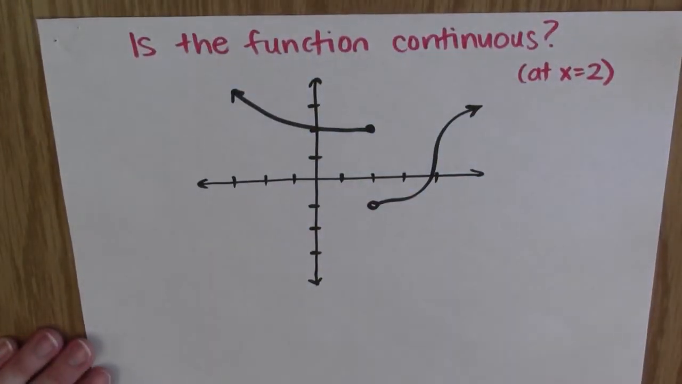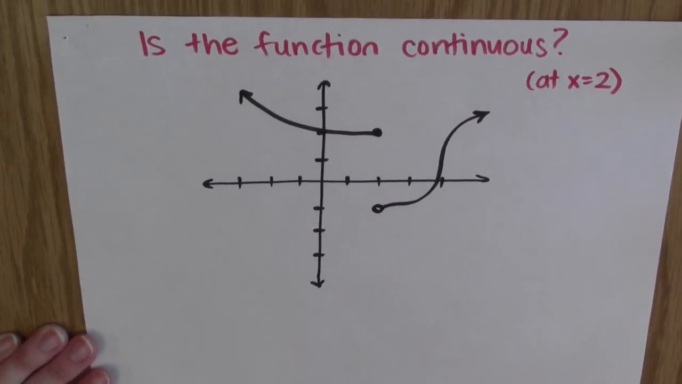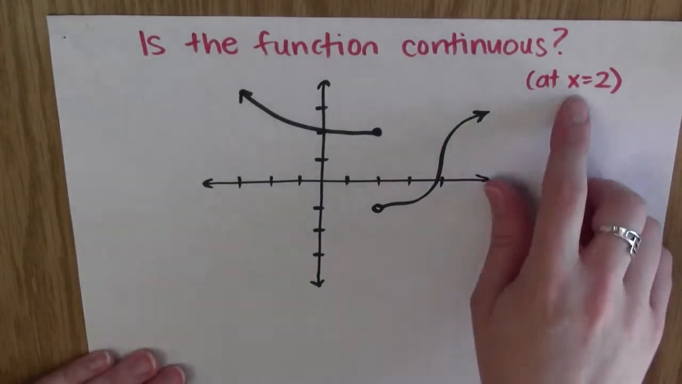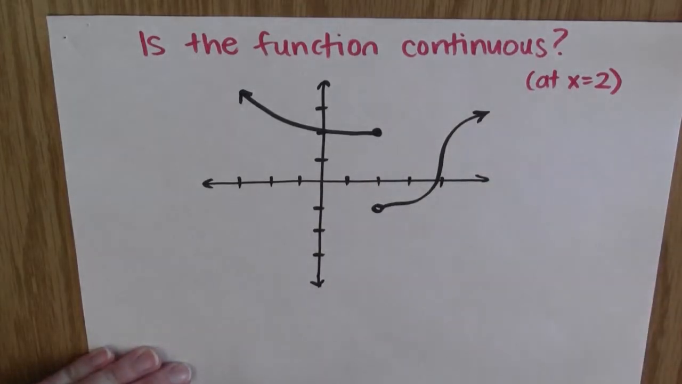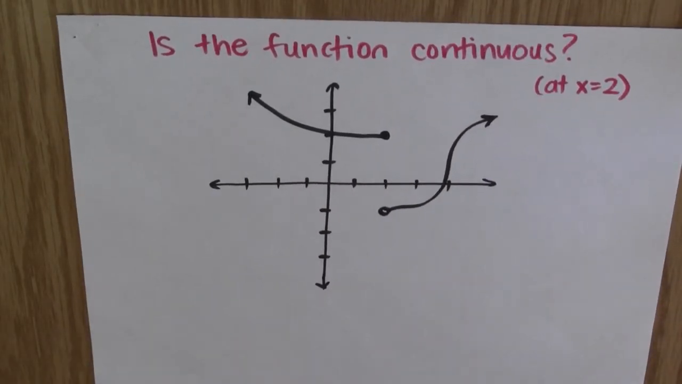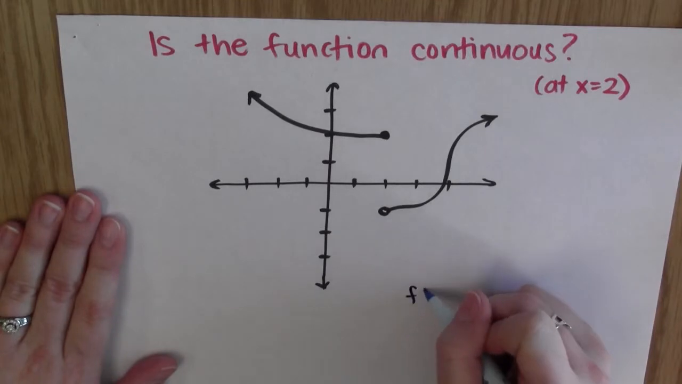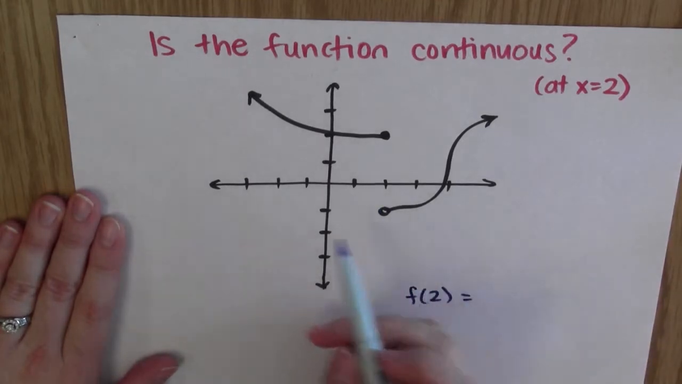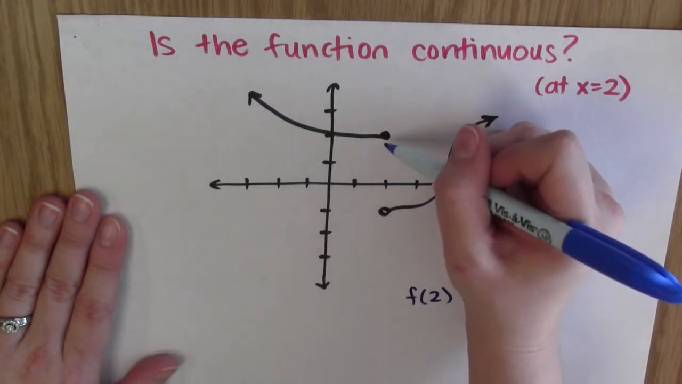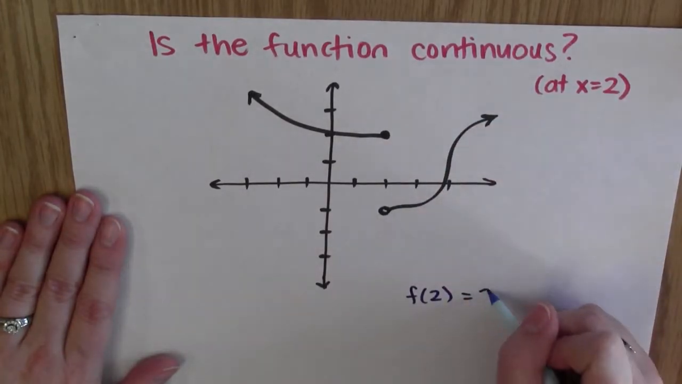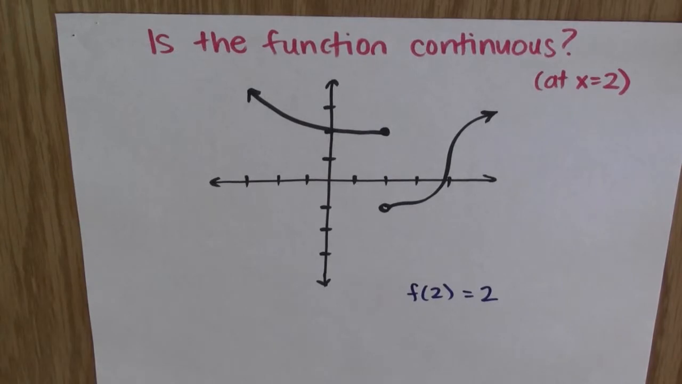Here's a third example. Again, I look at the graph of this function and I ask myself the question, is the function continuous? Here I'm interested in the particular value of x equals 2. So I ask myself the question, first, what is f of 2? Well, I can come over here to x equals 2, and the dot is up here at y equals 2, so the function value at 2 is 2.